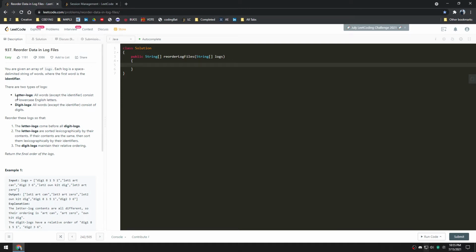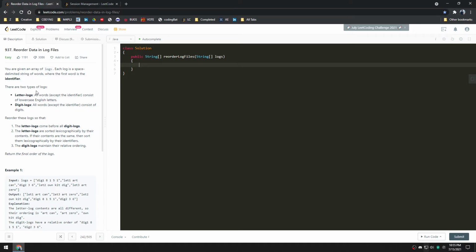So we're going to be given two types of logs, which will either be letter logs or digit logs, which of course sound like exactly how they should be. So either letters or just digits. We have a couple of rules here. The first is letter logs will always come first before digit logs.